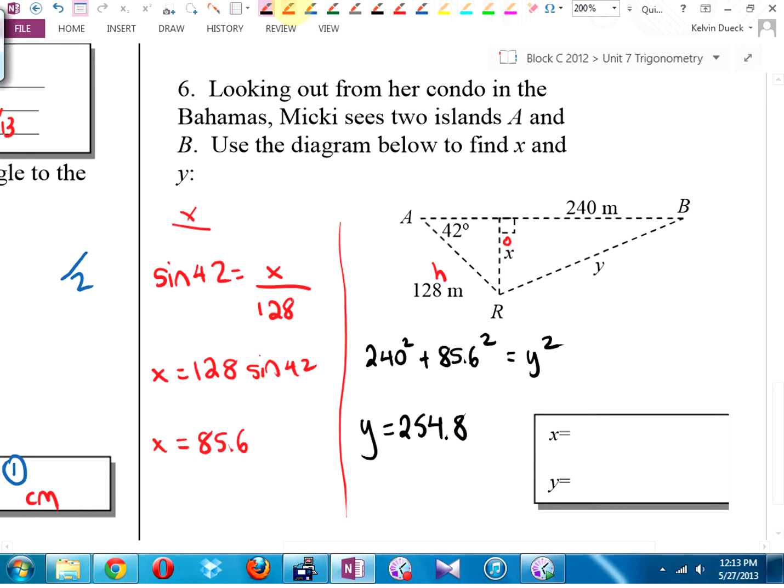I would go like this. 1 mark for the correct trig function, 1 mark for that, 1 mark for that, 1 mark for that. So what did we say X was? 85.6. Y was 254.8. So this question is actually out of 4.